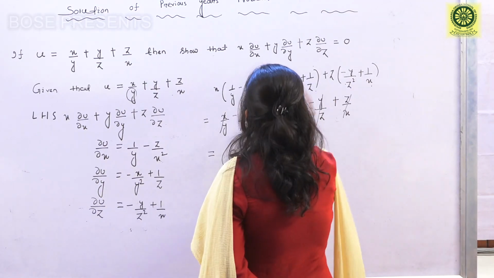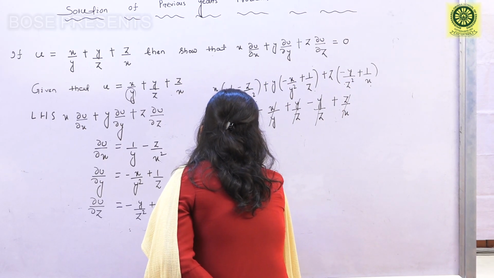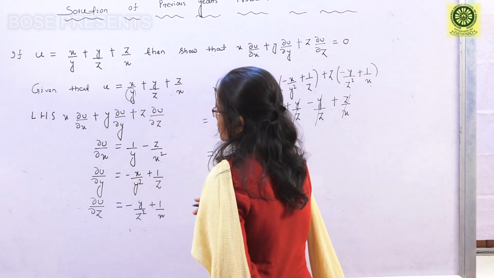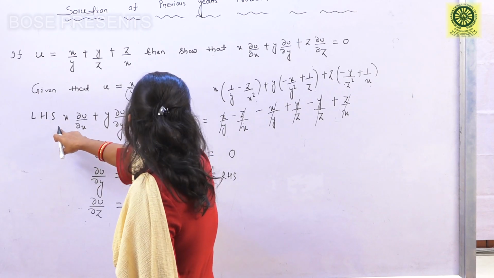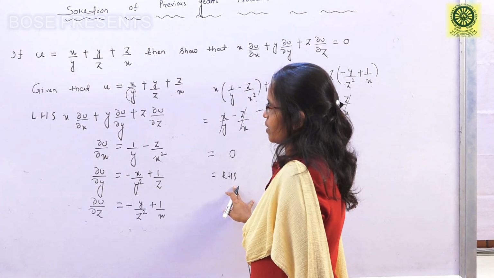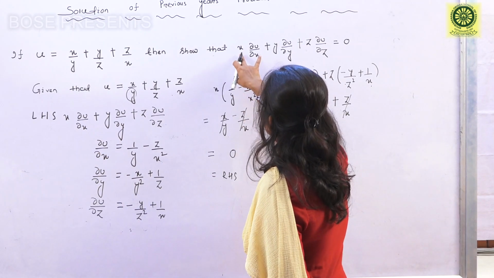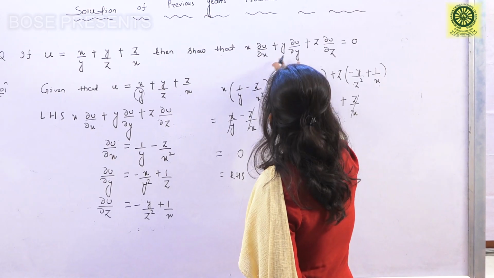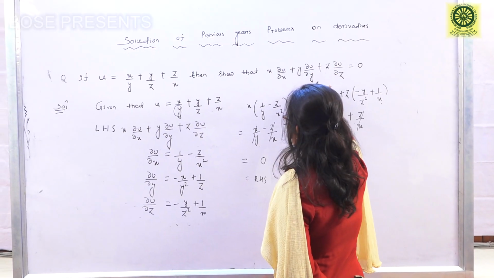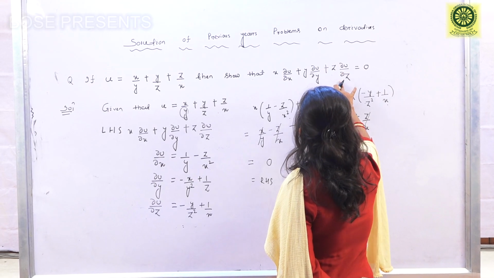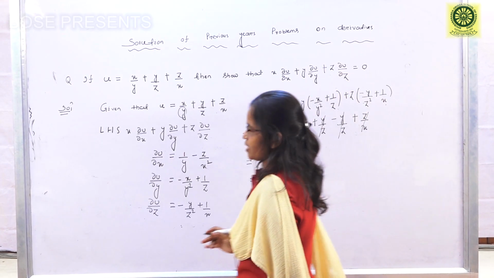You see, 0 equals the RHS value. We took the LHS value and we got the RHS value. That means we have proved that x del u by del x plus y del u by del y plus z del u by del z is equal to 0. Okay.